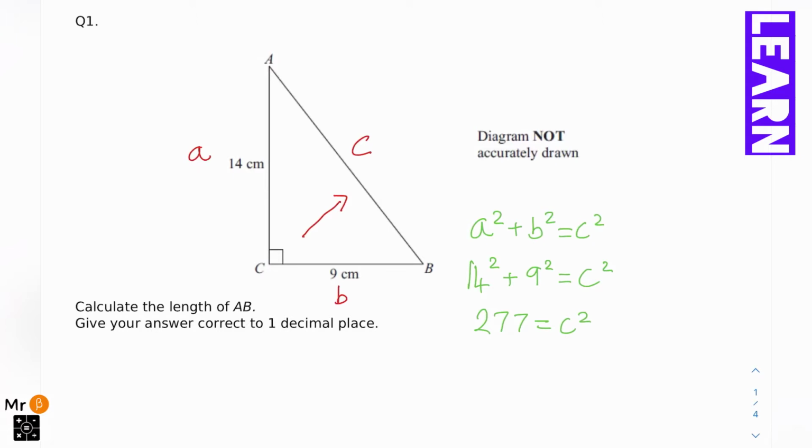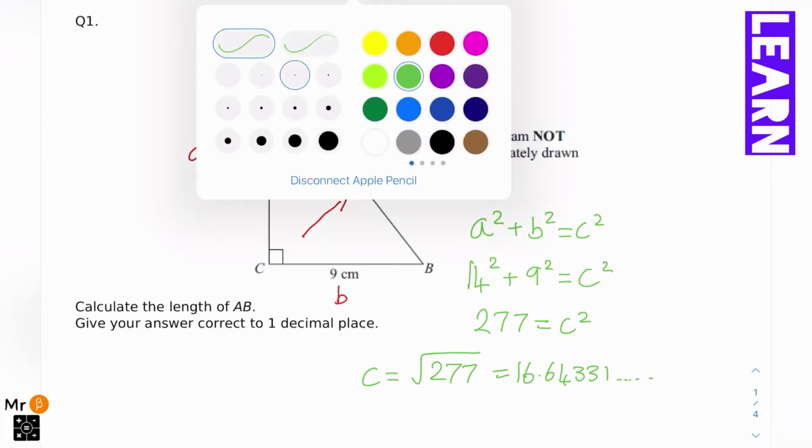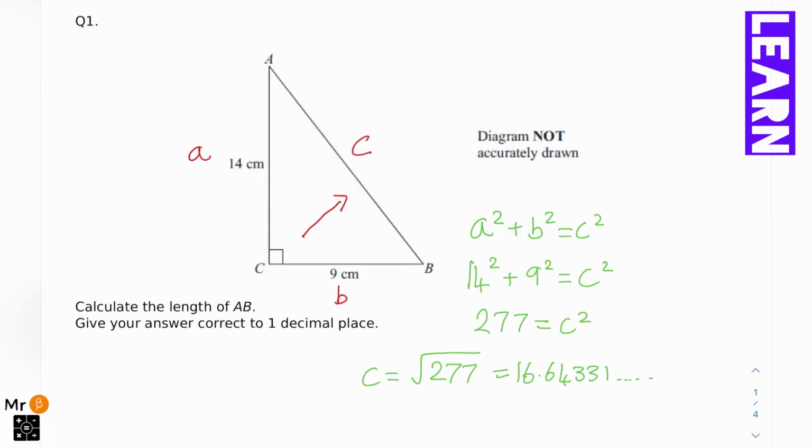Remember, they want to know what the length of C is. So to finish off our final step, we would need to square root in our calculator that 277. We would then get the answer 16.64331, and this keeps going on. We then check how it wants our answer given. So it tells us that it wants it to 1 decimal place.